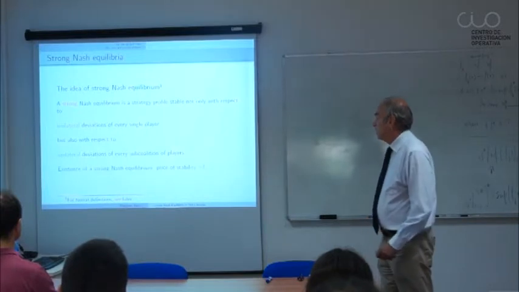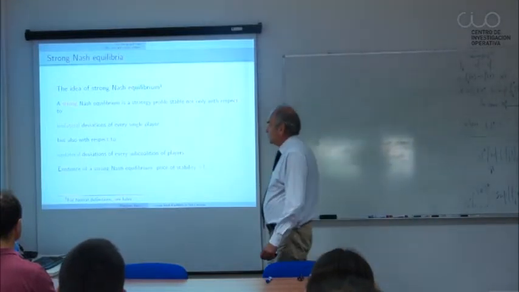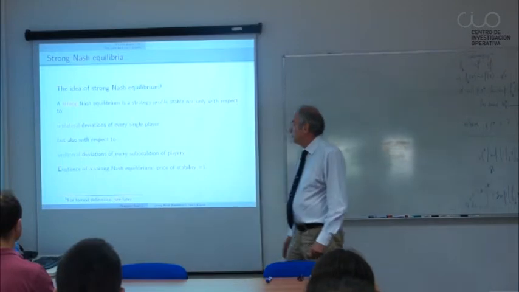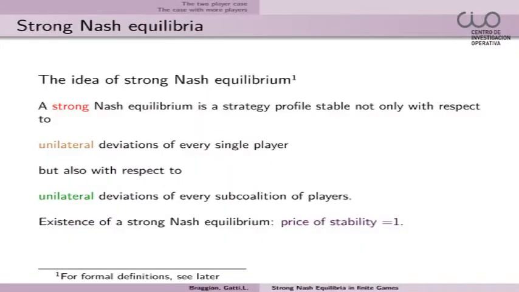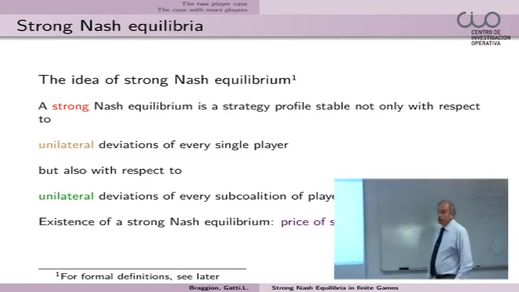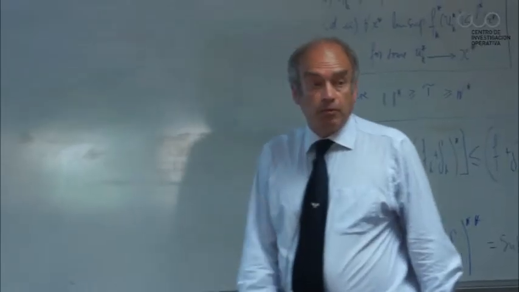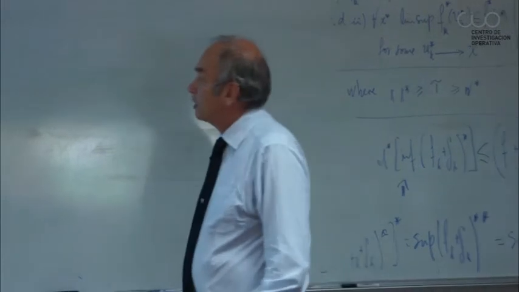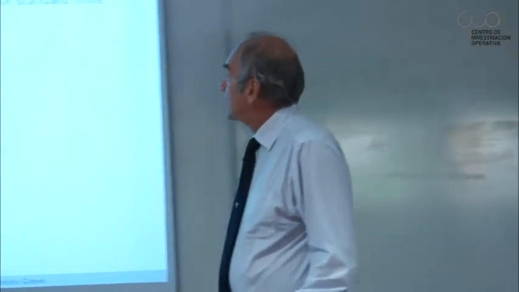So, of course, the existence of a strong Nash equilibrium implies, in general, that the price of stability is equal to one. So, the nice situation, because not only individuals are happy, but when the individuals are happy, also the society is in good shape.